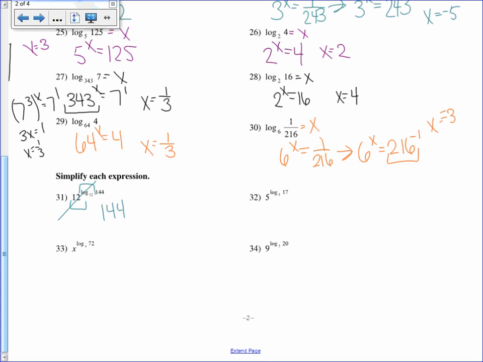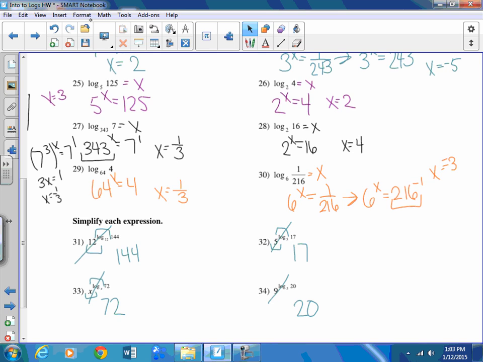The same thing happens for 32. You have an exponent with a base of 5, and then that's raised to a power that's a logarithm with the base of 5. So those two cancel each other out, and you're left with 17. 33, you have an exponent with the base of x, and then in the exponent you have a logarithm with the base of x, so those cancel each other out, and you're left with 72. And for 34, these are going to cancel, and you are going to be left with 20. Boom, baby, we are done.